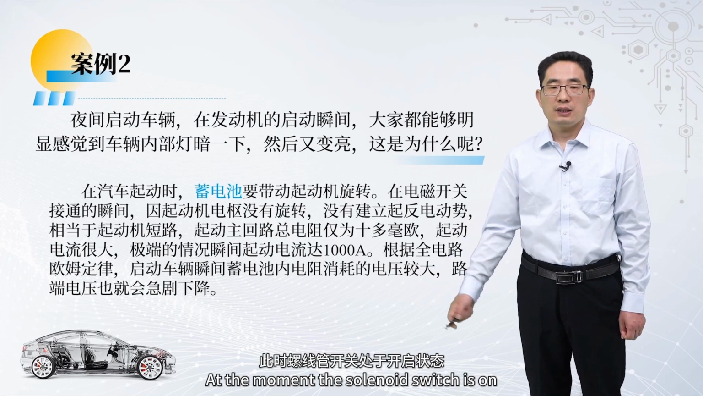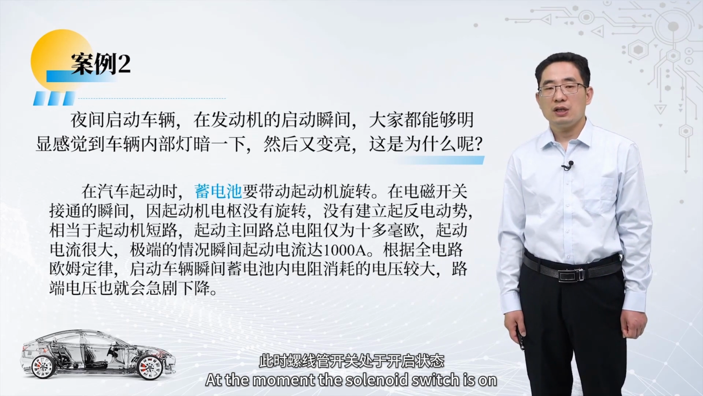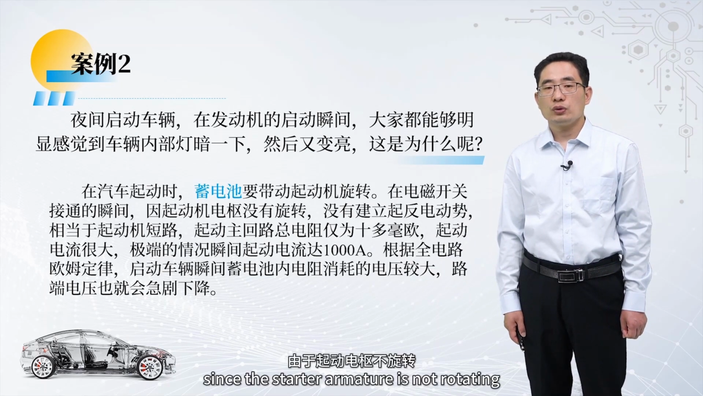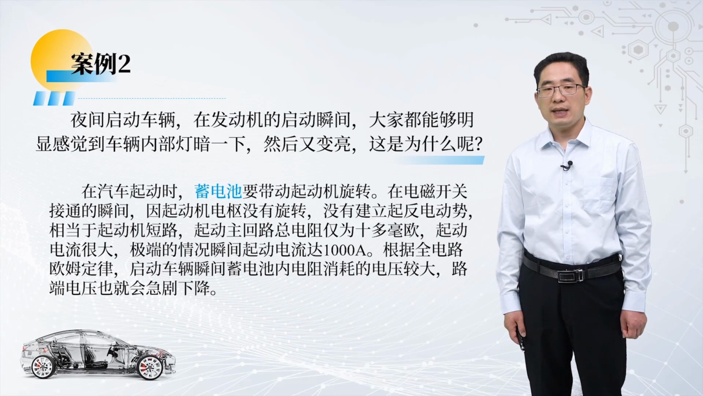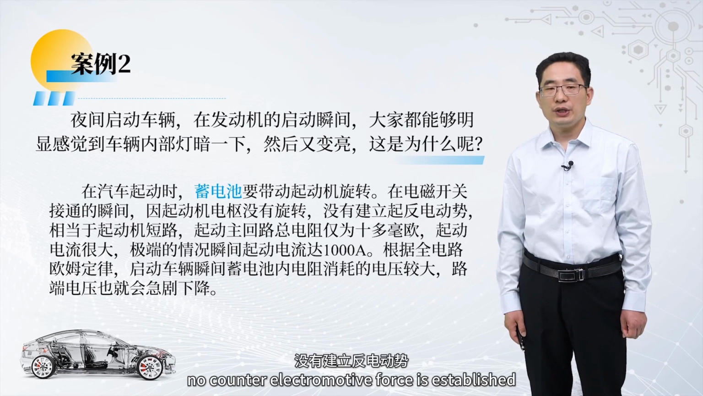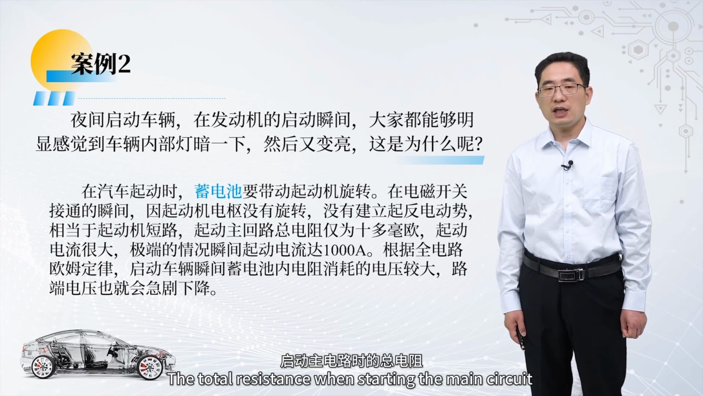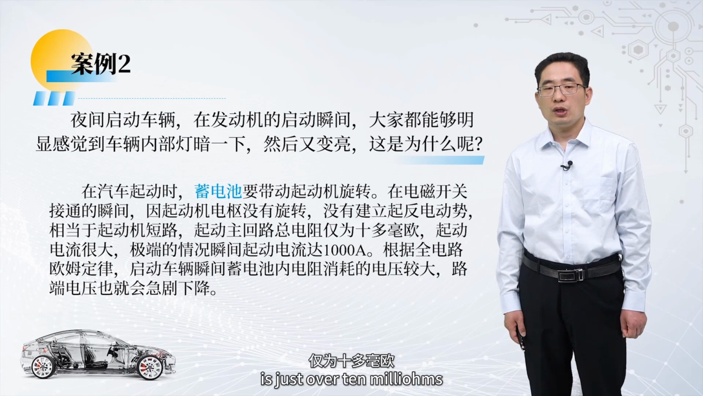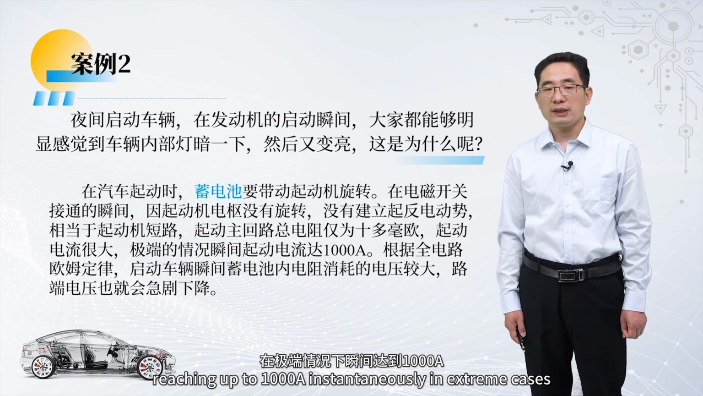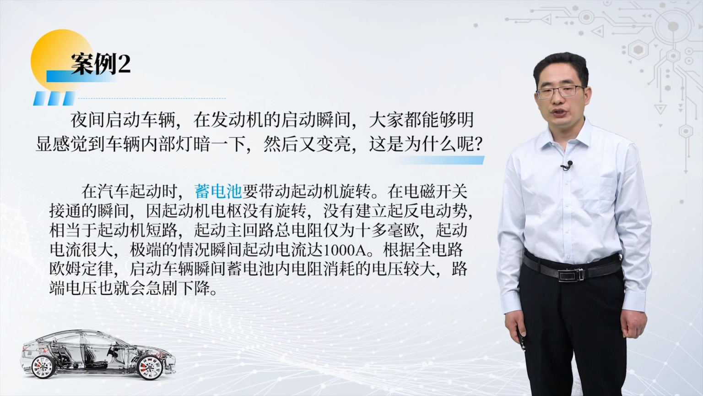At the moment, the solenoid switch is on. Since the starter armature is not rotating, no counter-electromotive force is established. That is, the starter is short-circuited. The total resistance when starting the main circuit is just over a few milliohms, and the starting current is very high, reaching up to 1000 A instantaneously in extreme cases.